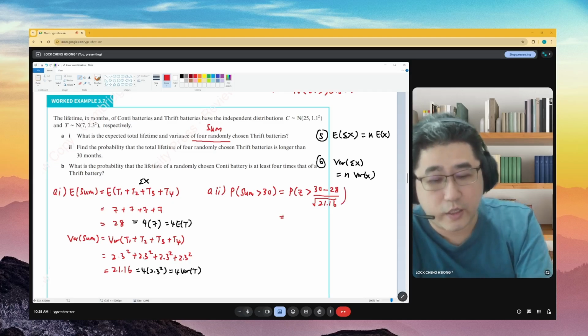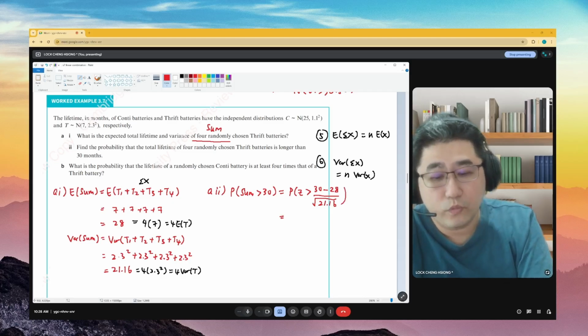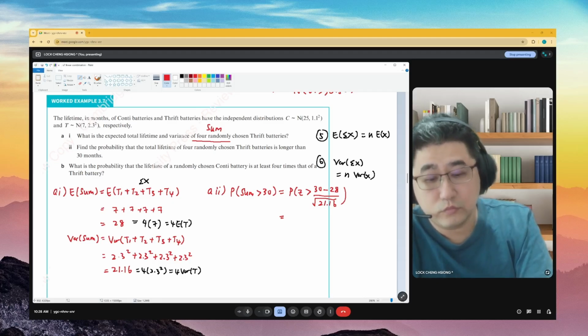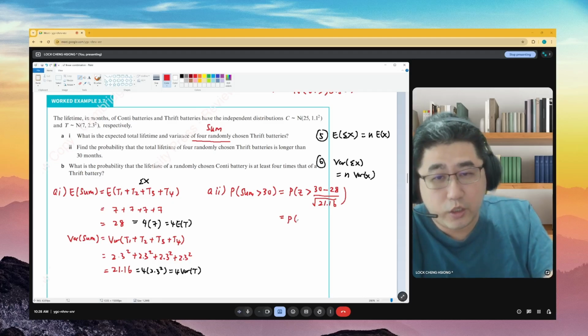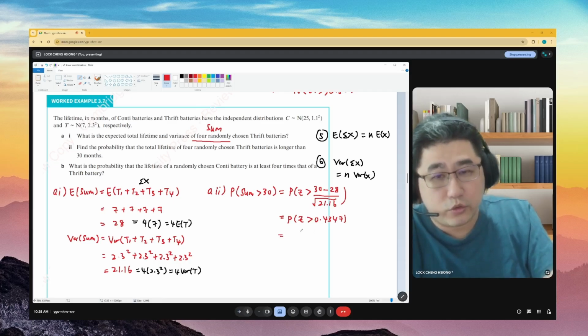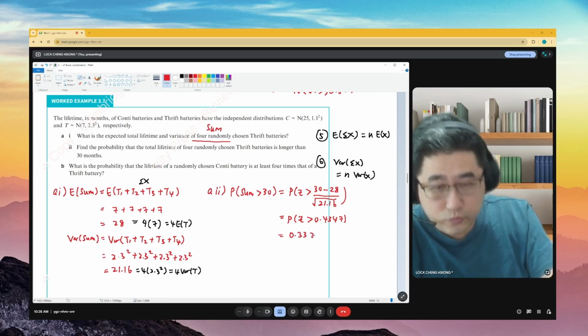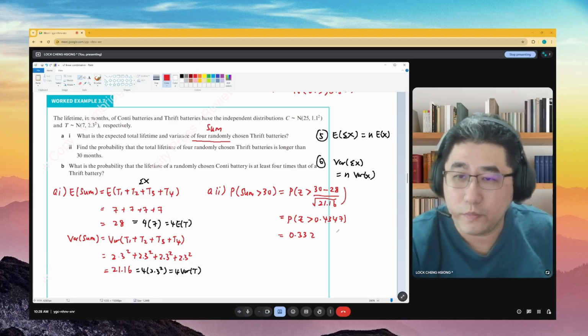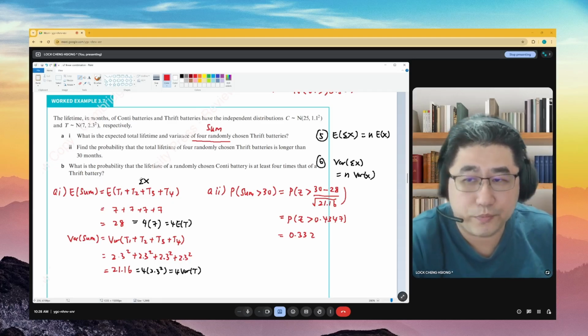So I press inside calculator. Okay, I have P of Z greater than 0.4347, and applying the refer to MF19, you have 0.332. Okay, that's your answer. Okay, then B.